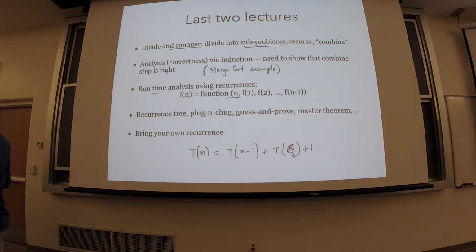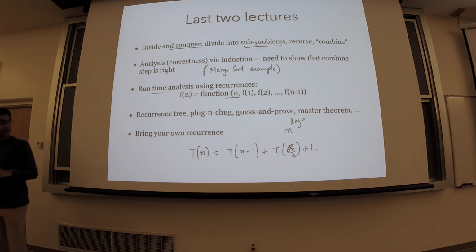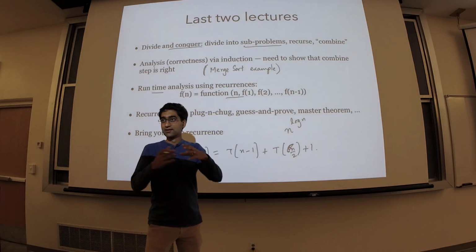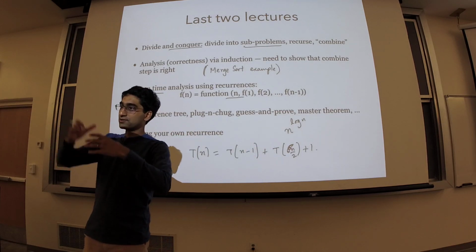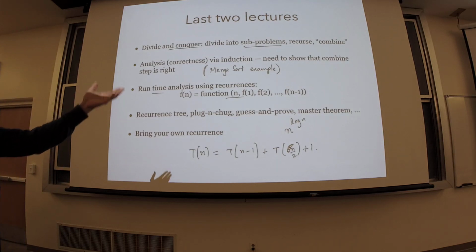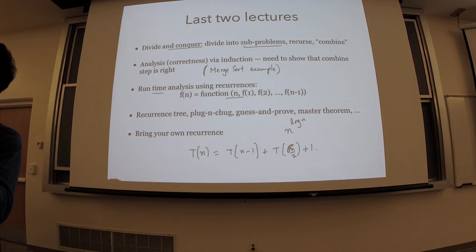It turns out that the solution to this is something like n to the log n. If you think about it, this is larger than any polynomial, because a polynomial is like n to the 4, n to the 5, some fixed constant. But this is n to the power of log n, which is a function of n itself. But it's still much smaller than 2 to the n.